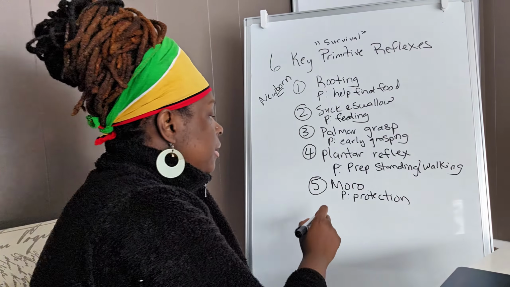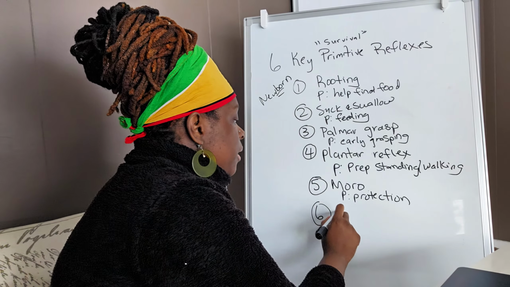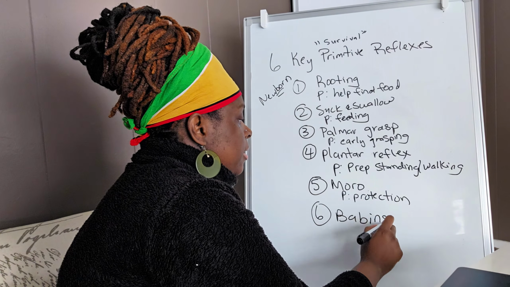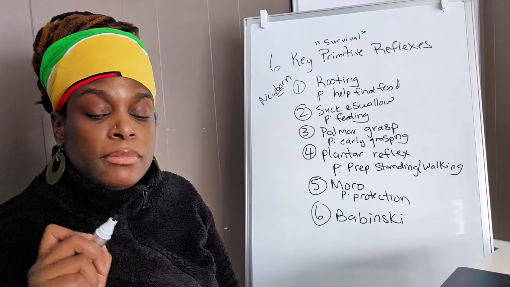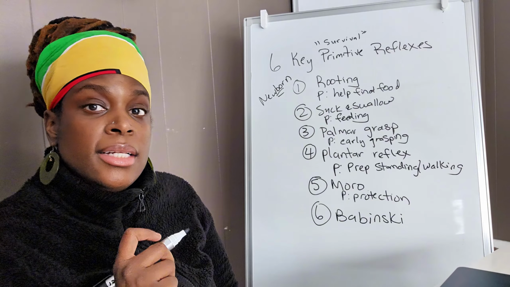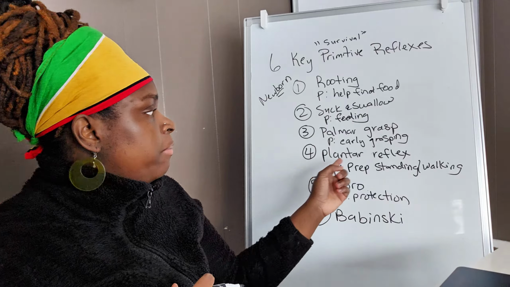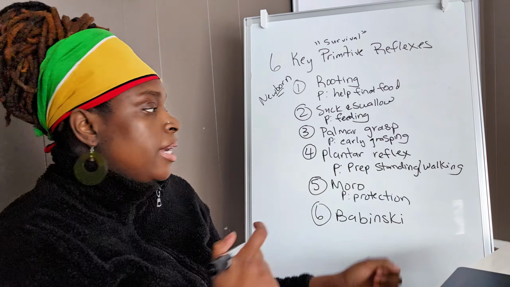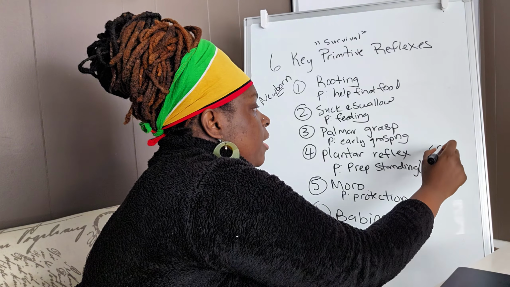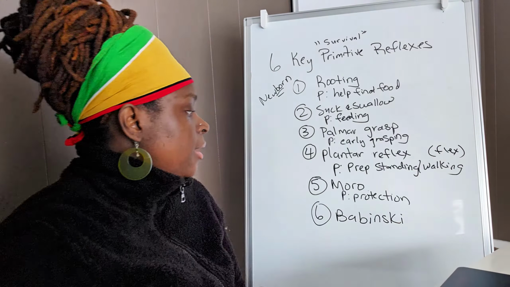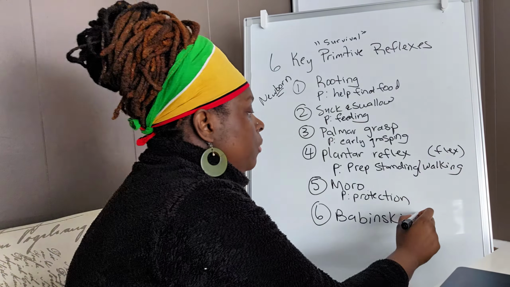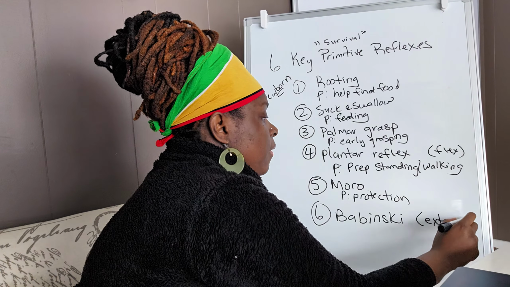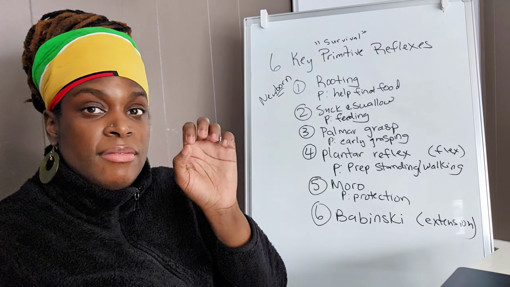And then our last one, our sixth one that we're going to do, is our Babinski. Okay. Now, Babinski is like the opposite of plantar reflex in a sense, okay? Because with plantar reflex, the toes go into a flexion pattern, and in Babinski, the toes go more into an extension pattern. So what does that look like? Let's say we have the toes there, right?